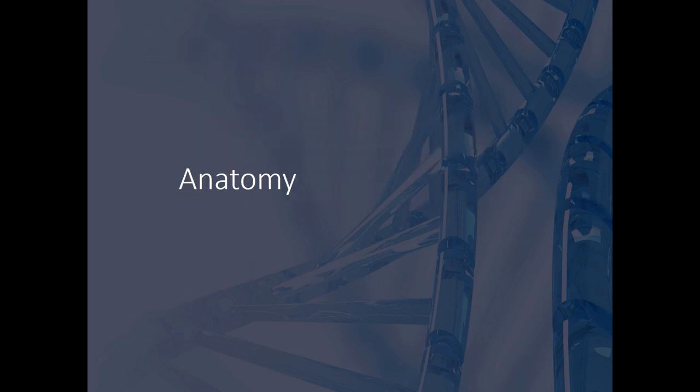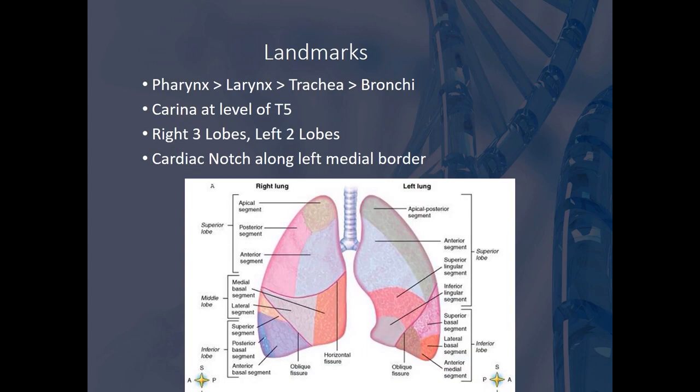So to start with some brief anatomy, as we know, the pathway of the airway goes from the pharynx to the larynx, the voice box, then the trachea and the bronchi. The carina is the midpoint here. The right lung has 3 lobes, and the left has 2, with a cardiac notch along the medial border.